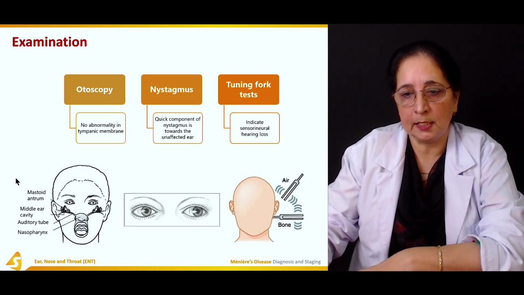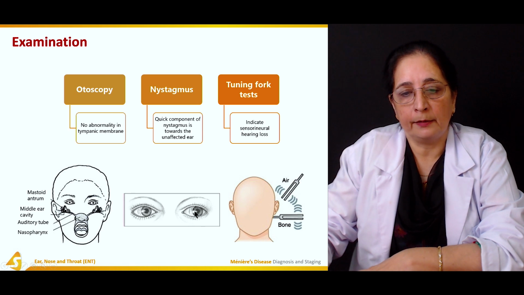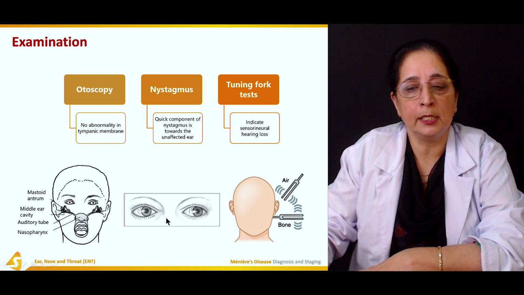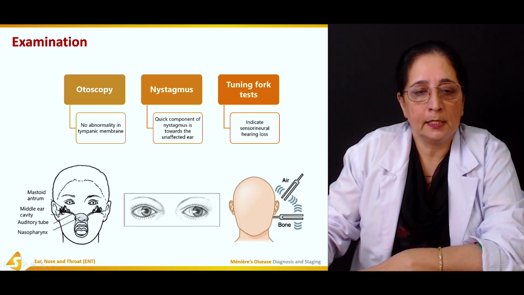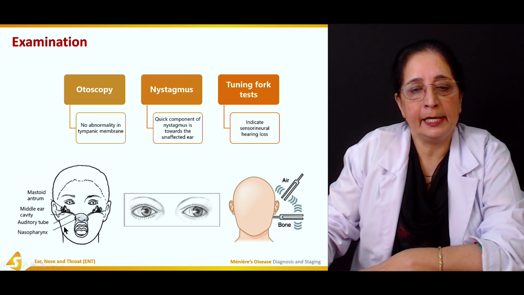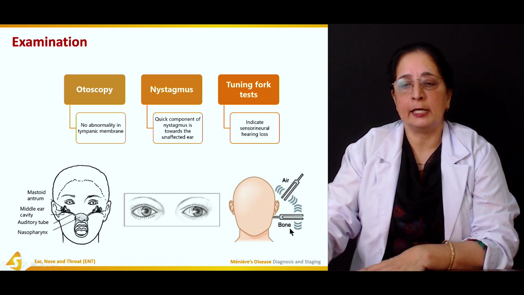If you see, this is the diagram that shows the nystagmus fast component towards the unaffected side. Then we have the otoscopy. This is the mastoid antrum, middle ear cavity, auditory tube, and nasopharynx. This is all, and these are the air conduction and bone conduction.